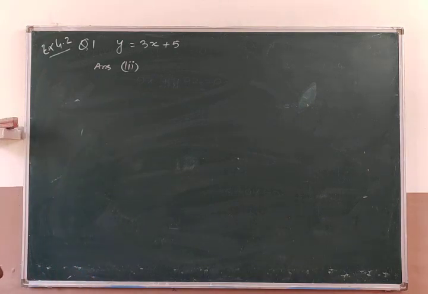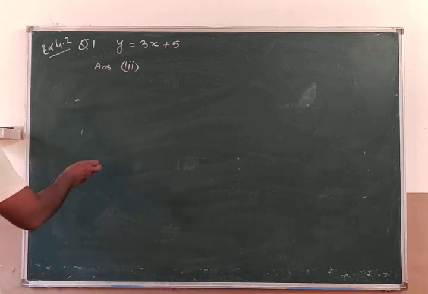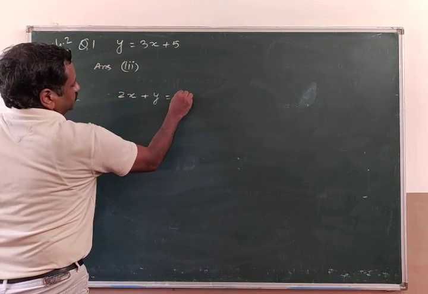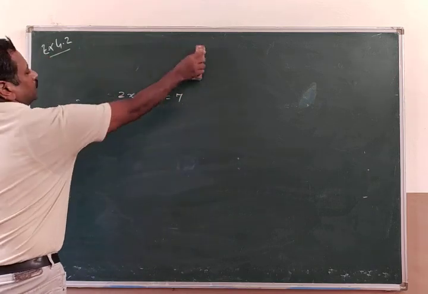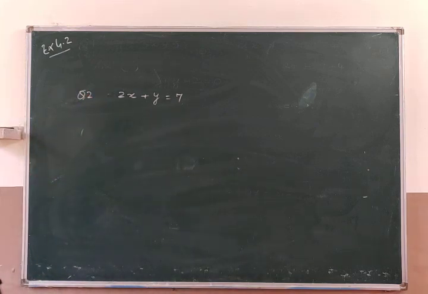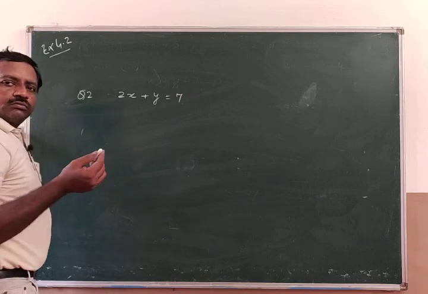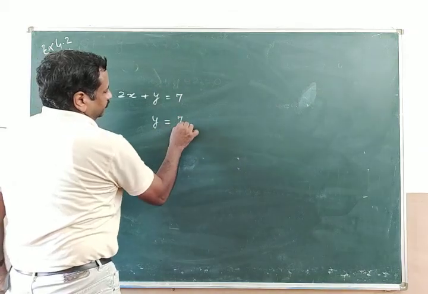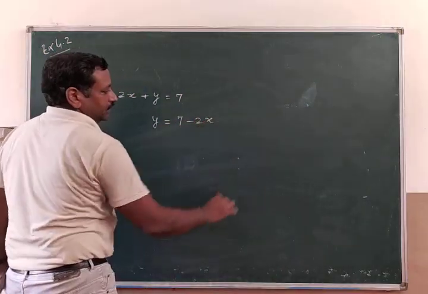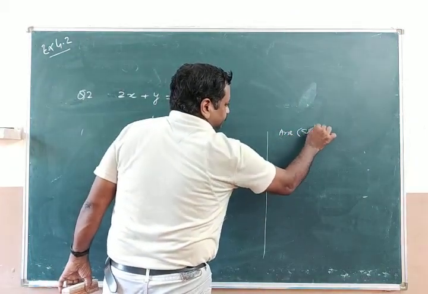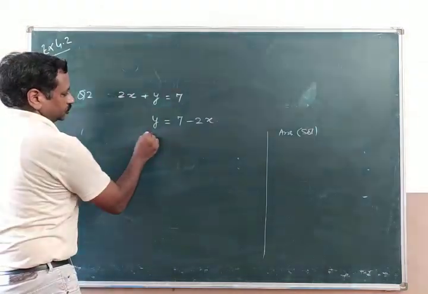Question number 2 is finding the solution for each of the following equations. 2x plus y equal to 7. And we need to find out 4 solutions. So that we have learned in the basics also. First of all, find out the value of one variable in terms of the other variable. Now here we will write our answers. Answers means solutions, and here we will do the solution.